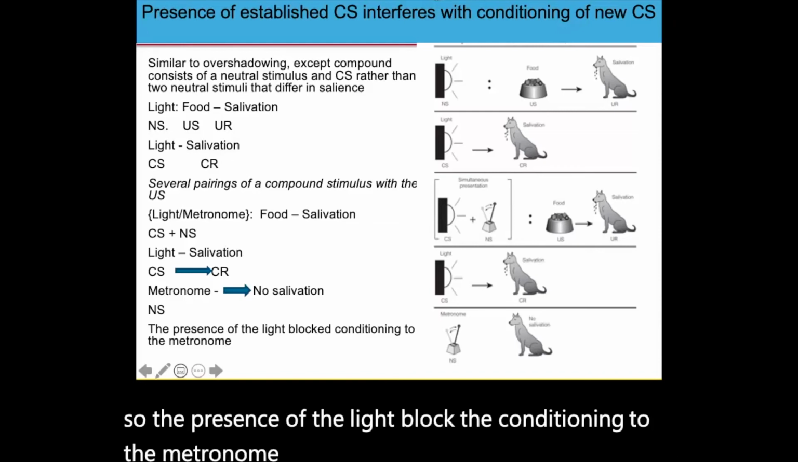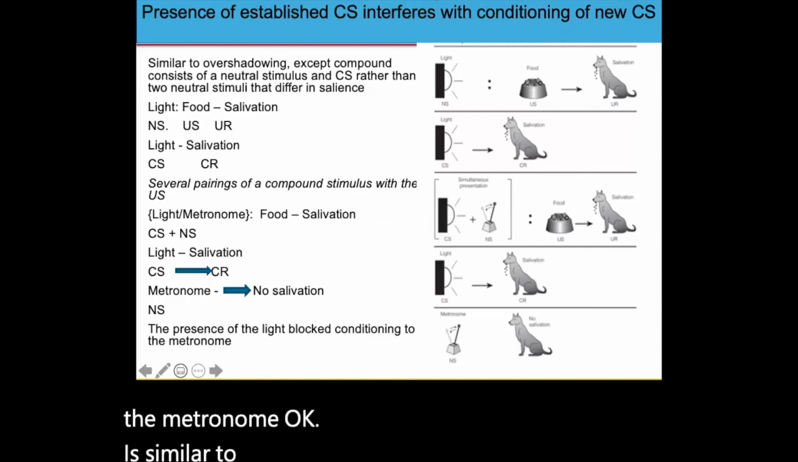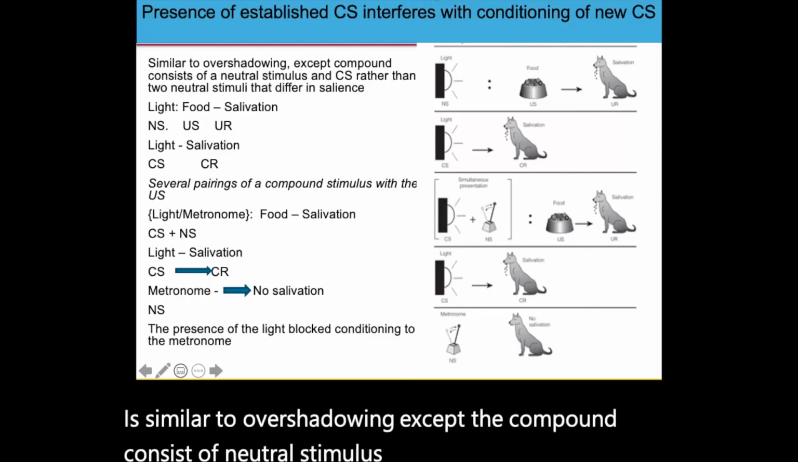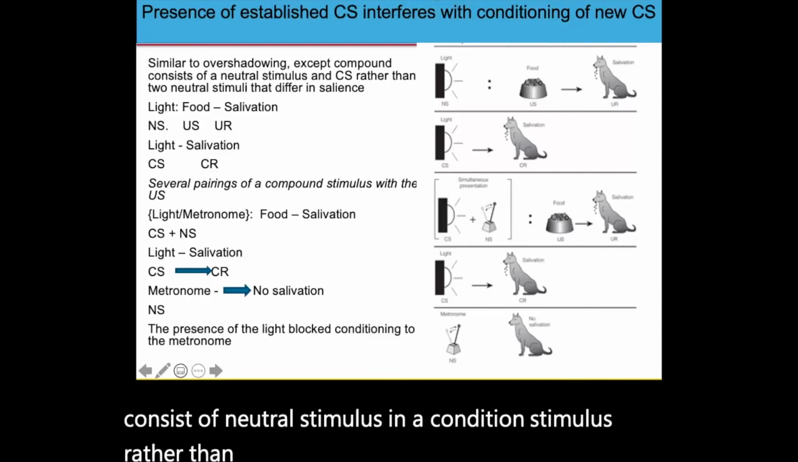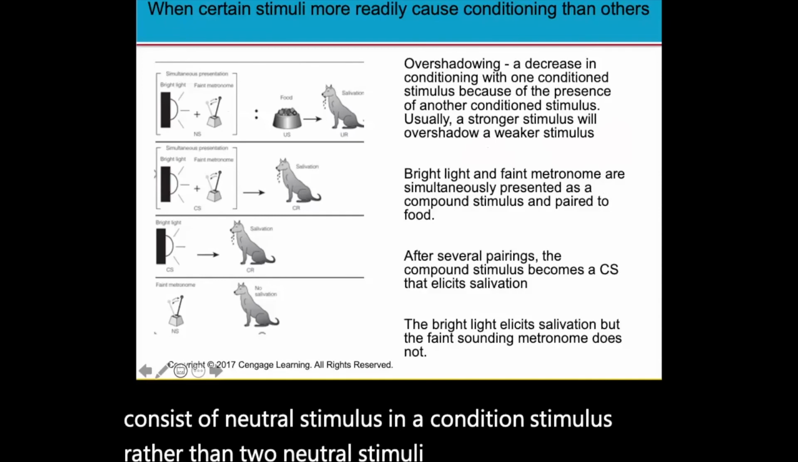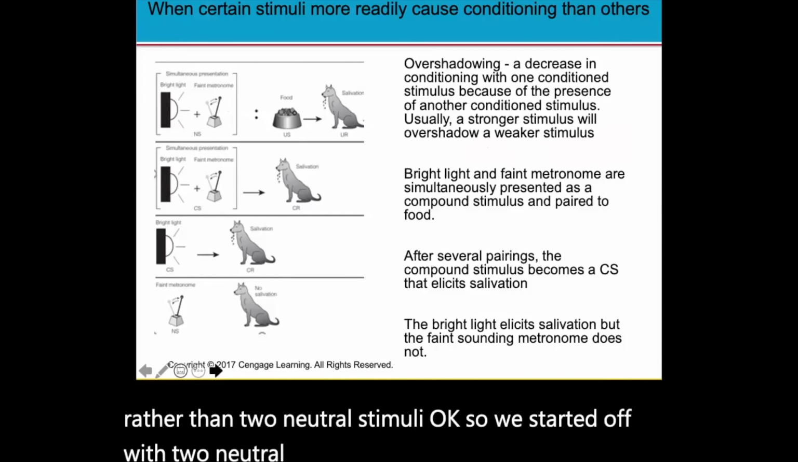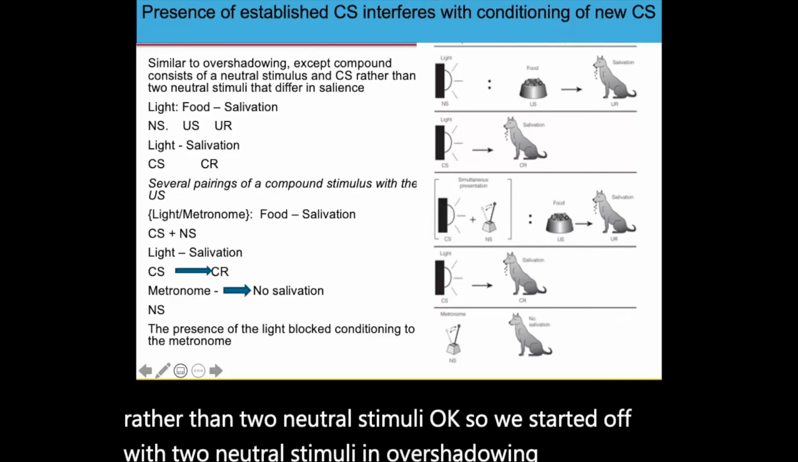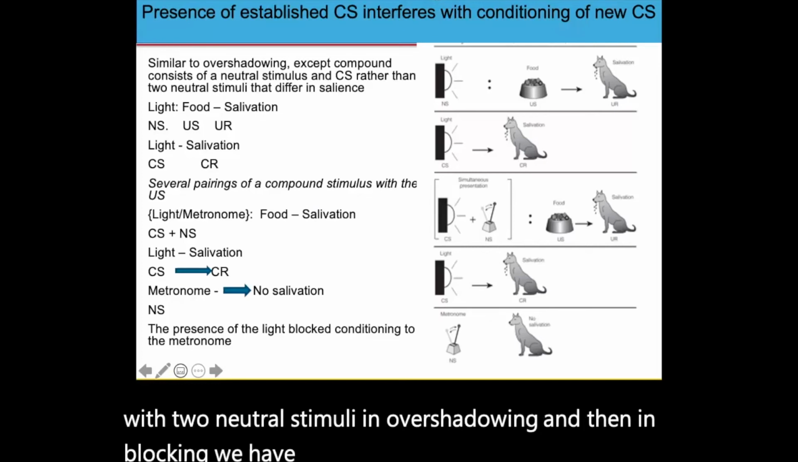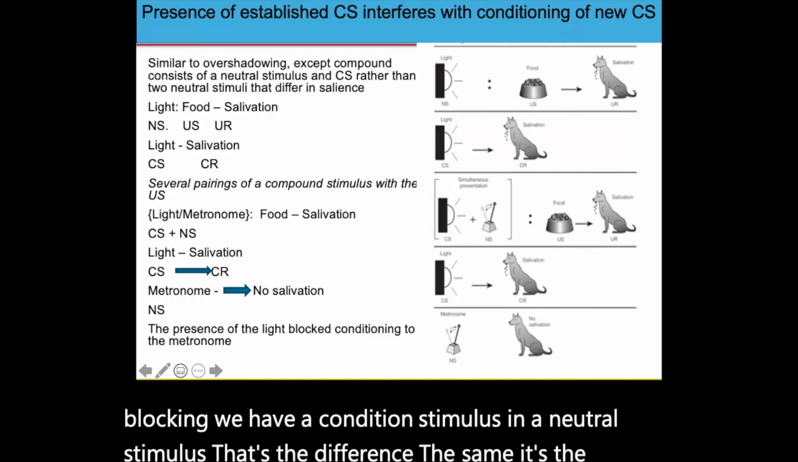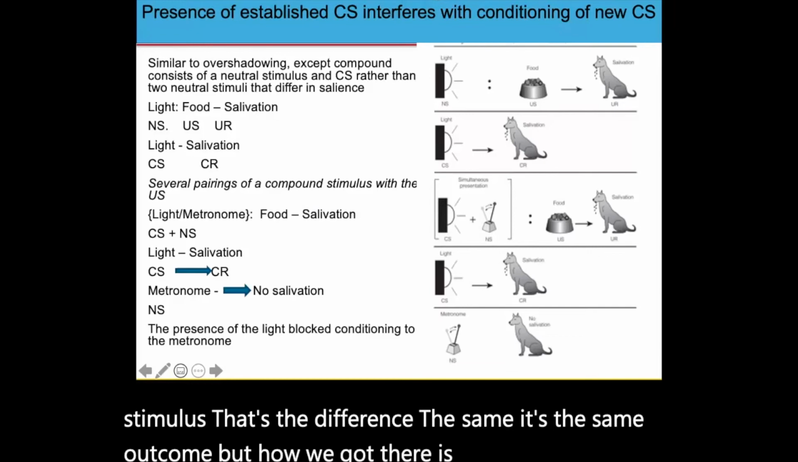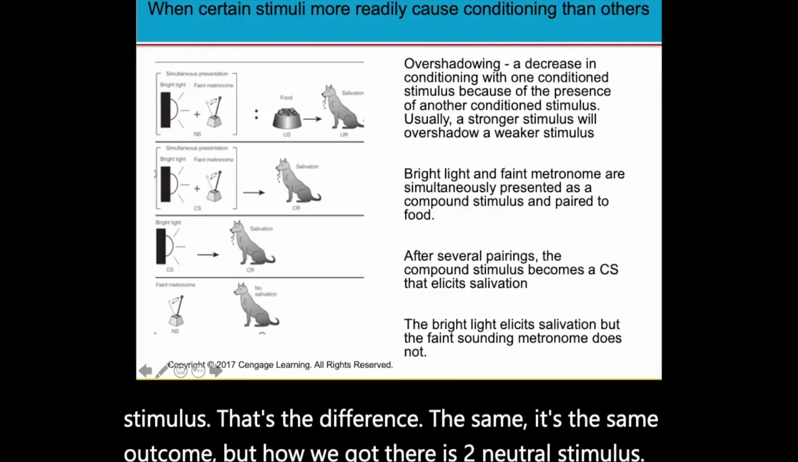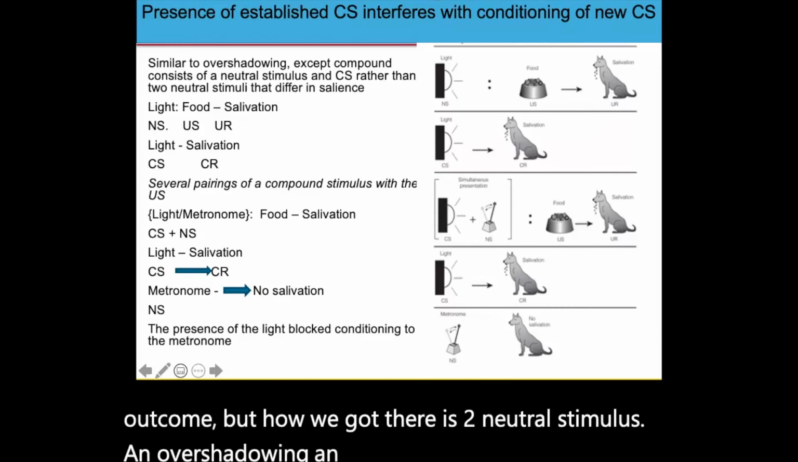It's similar to overshadowing, except the compound consists of a neutral stimulus and a conditioned stimulus rather than two neutral stimuli. So we started off with two neutral stimuli in overshadowing, and then in blocking, we have a conditioned stimulus and a neutral stimulus. That's the difference. It's the same outcome, but how we got there is two neutral stimuli in overshadowing and a conditioned stimulus and a neutral stimulus in blocking. Okay.